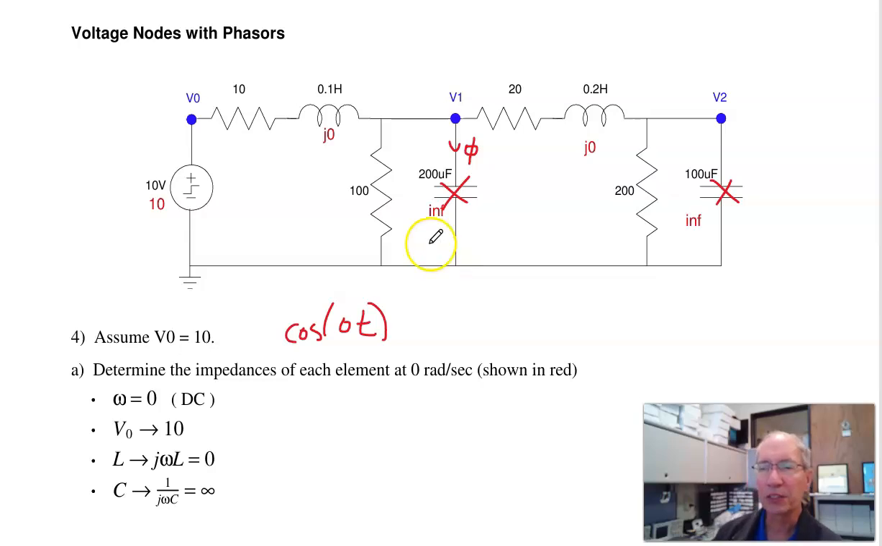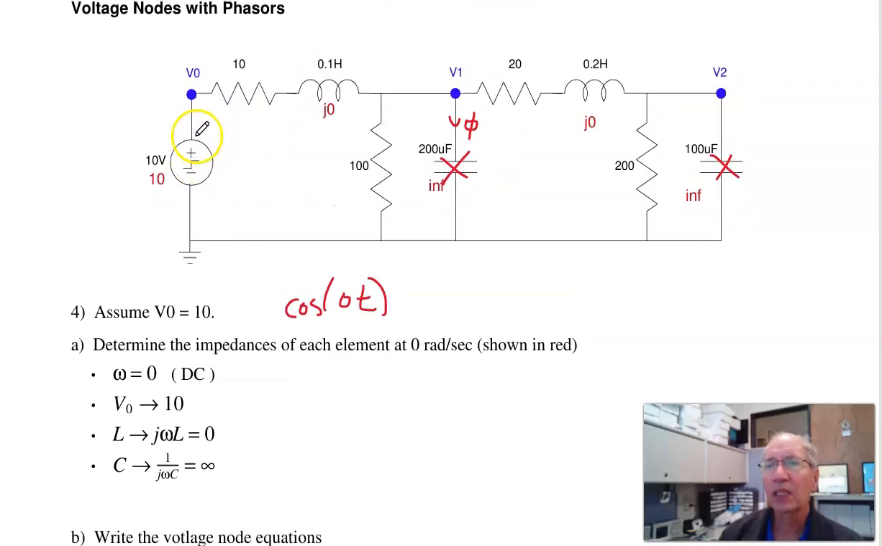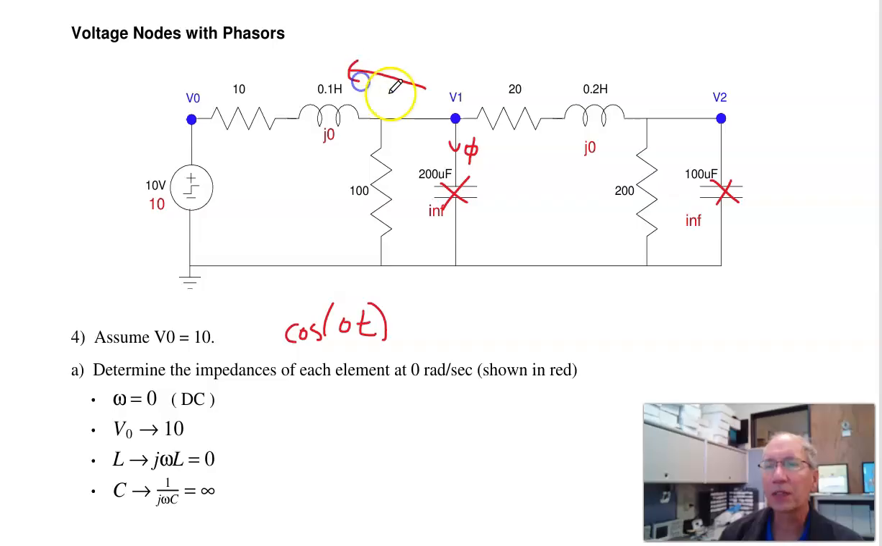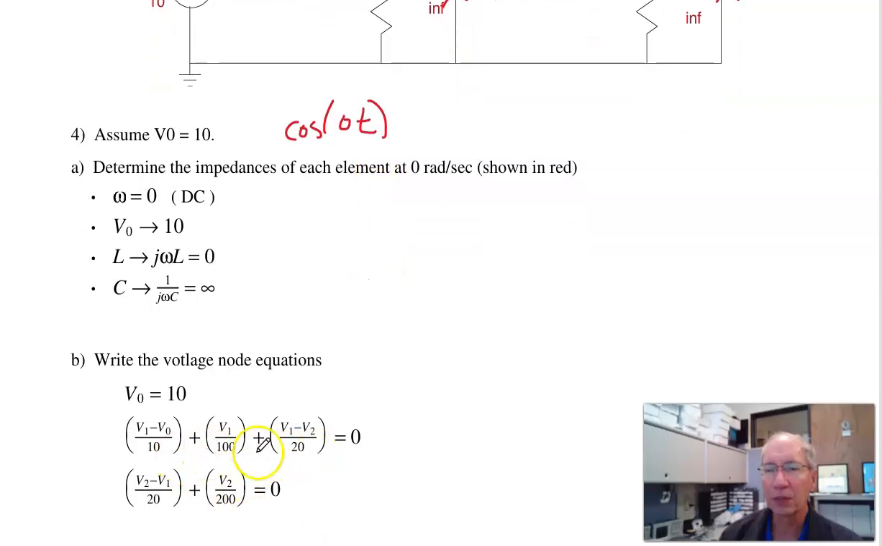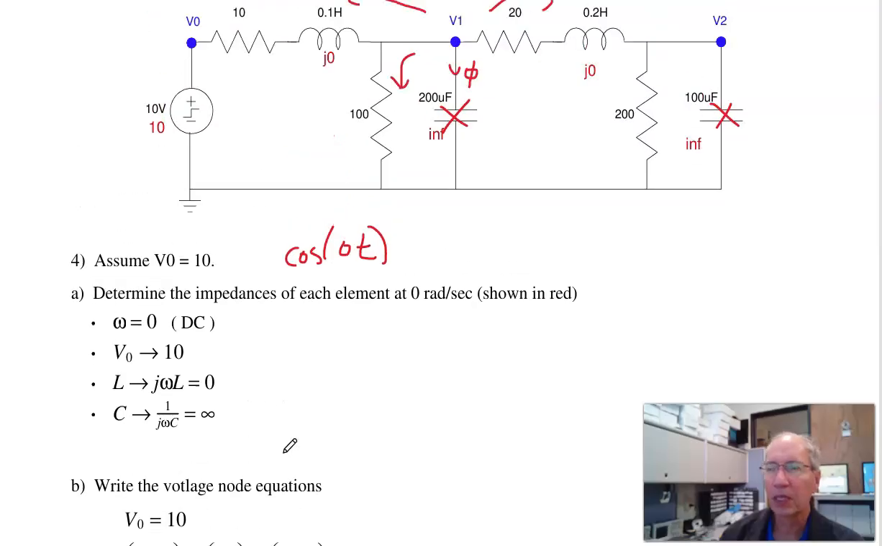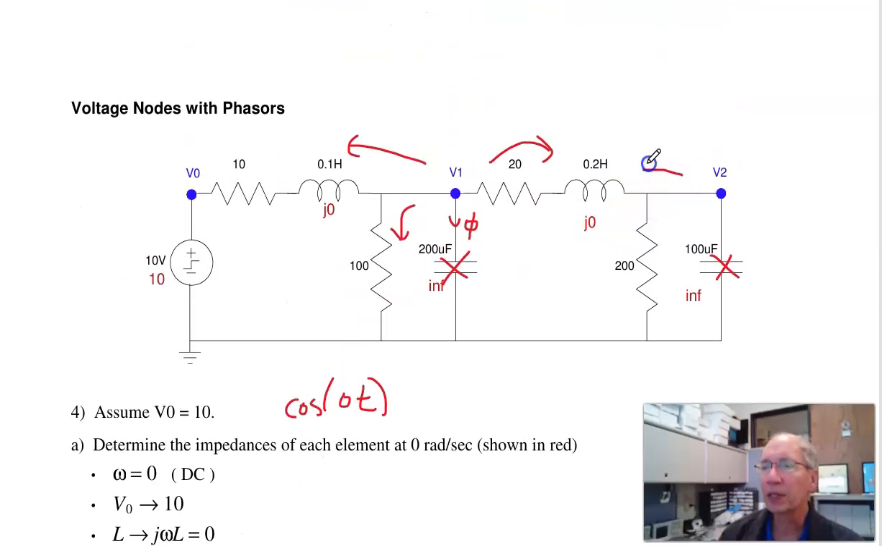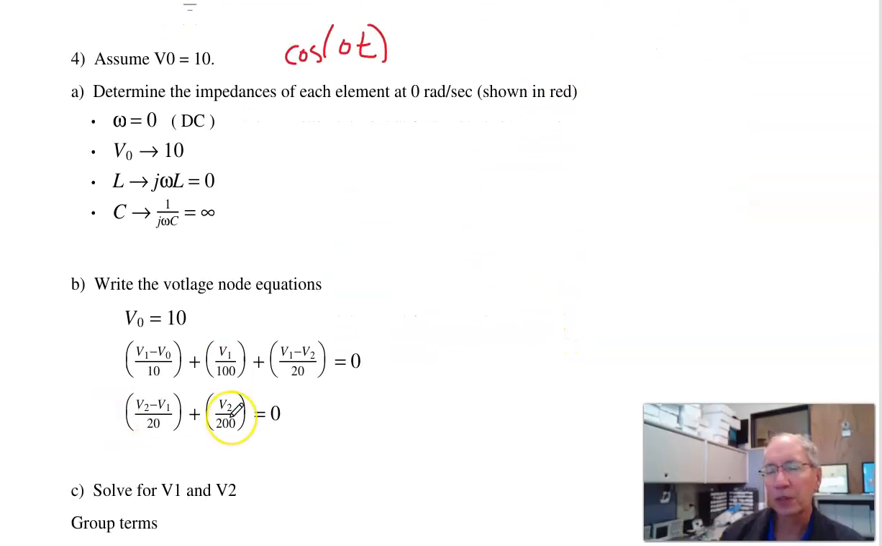Now write the node equations. I've got 3 nodes. I need to write 3 equations for 3 unknowns. First equation is easy. V0 is 10. Second equation is the current left, V1 minus V0 over 10, plus the current down, V1 over 100, plus the current right, V1 minus V2 over 20, equals 0. I don't need to worry about the capacitor because the current is 0. And the third equation is at V2, current left, V2 minus V1 over 20, plus V2 over 200, and this is 0. Those two terms add to 0.